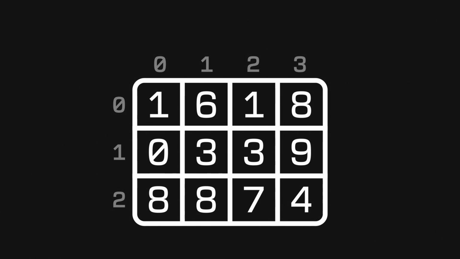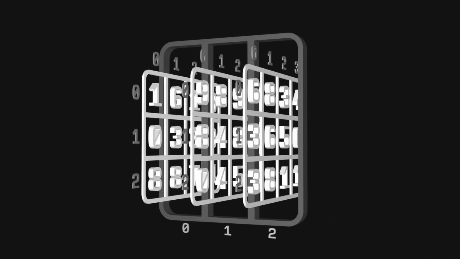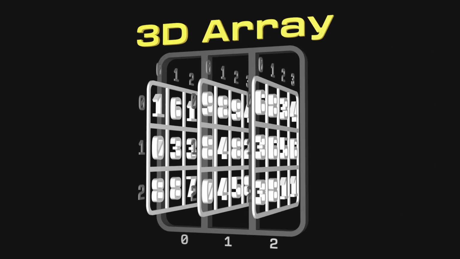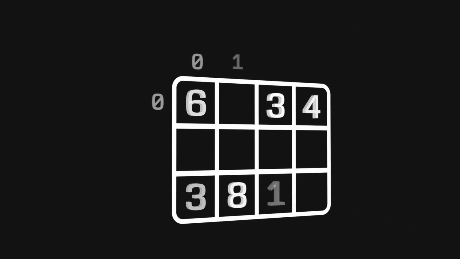We could take this structure a step further by taking a bunch of 2D arrays and putting them in another array. Now we have a three-dimensional array. We could continue this pattern and add as many dimensions as we want, but I don't know how to animate a fourth-dimensional shape, so I'm just going to avoid that problem by moving on.